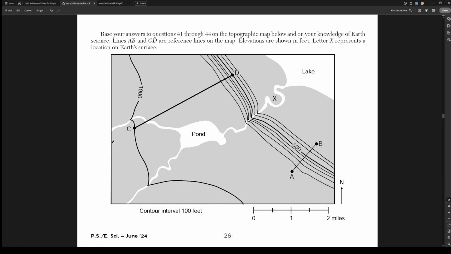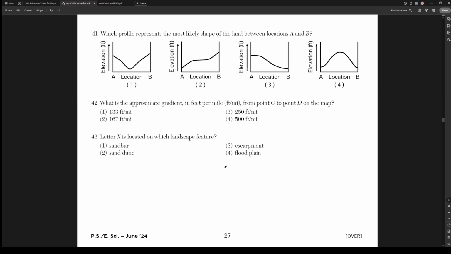All right, a couple things here. This is elevation shown in feet. Here's our steep area. This is going to be what direction the river's flowing, because the lines bend upstream. And that's pretty much it. 1,000 is up here, so this is uphill. And then there's a gradient here, so we'll see what they can ask.